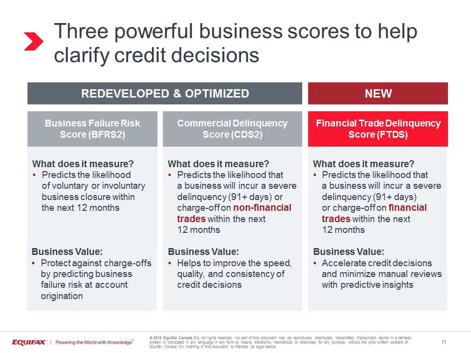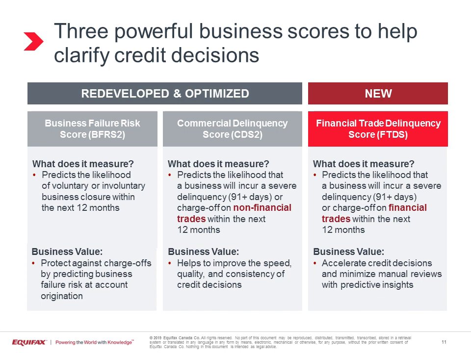Our suite of credit risk scores, which includes the Commercial Delinquency Score, or CDS2, the Financial Trade Delinquency Score, or FTDS, and the Business Failure Risk Score, or BFRS2, will be included as a standard component of the business credit report. Additionally, our risk indicators, the Payment Index, PI, and the Credit Index, CI, are standard with all business credit reports.